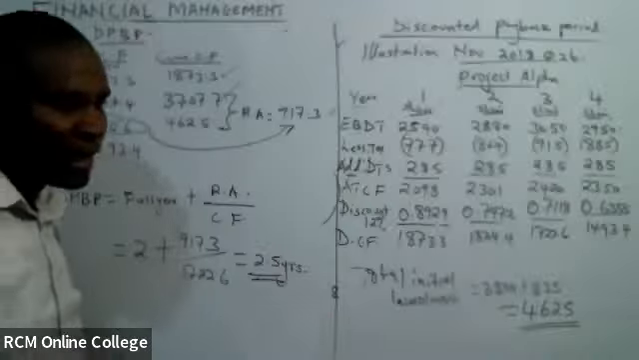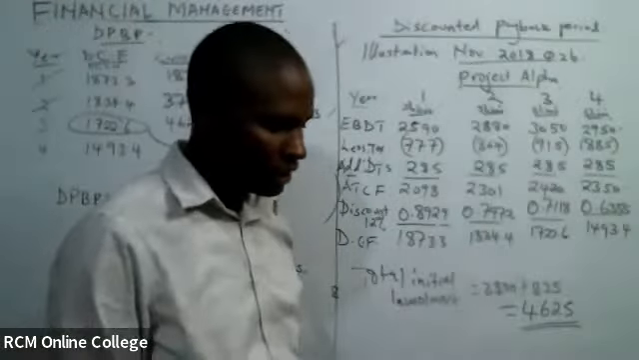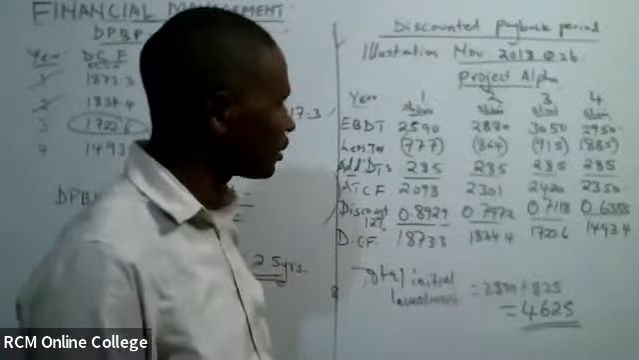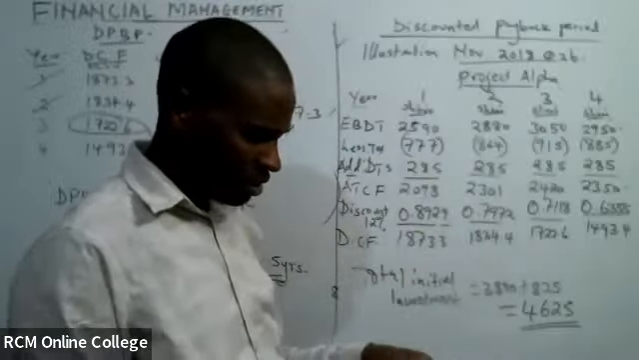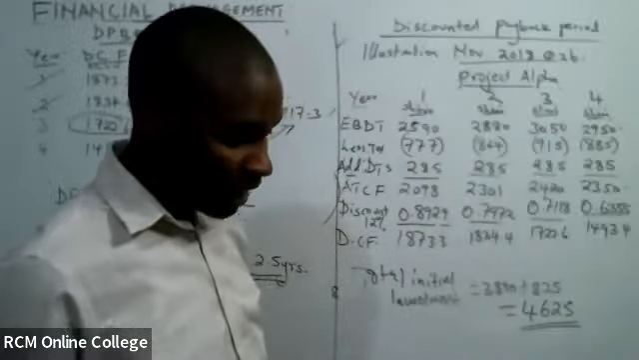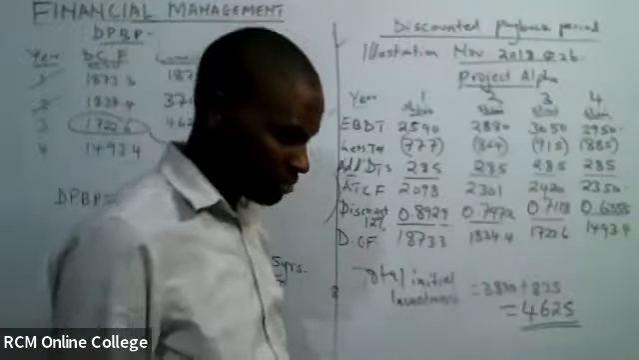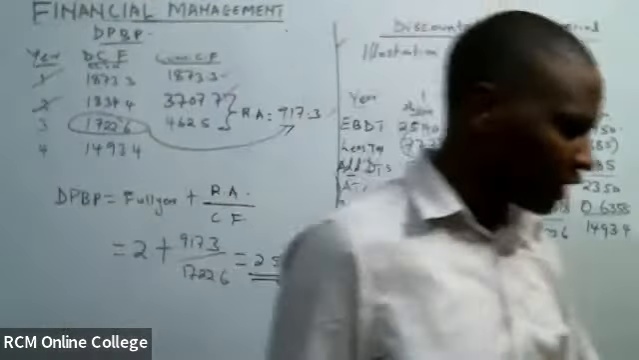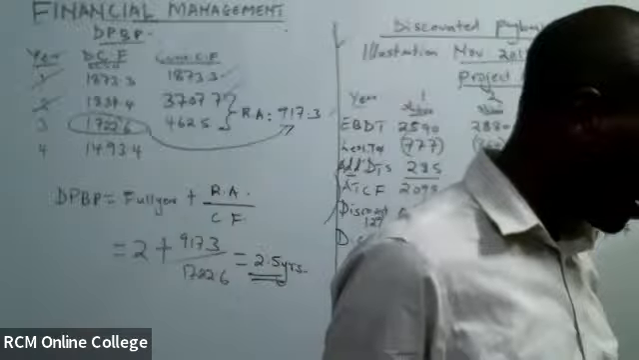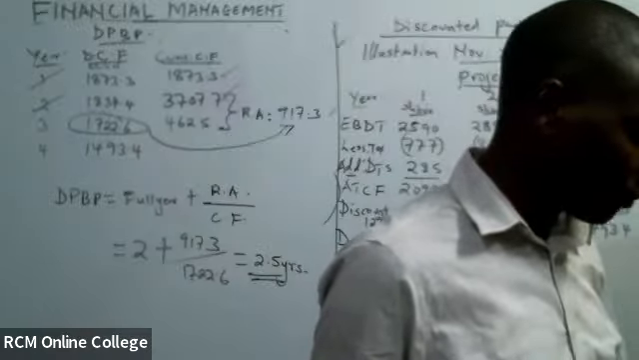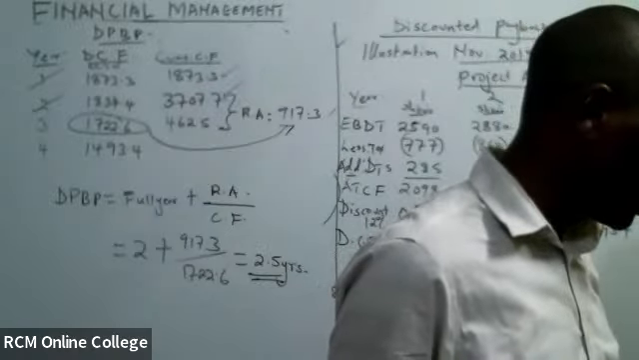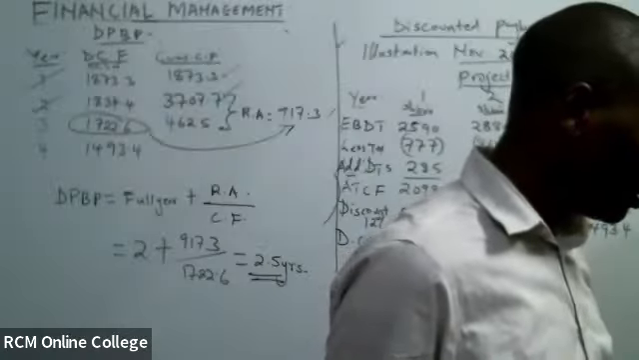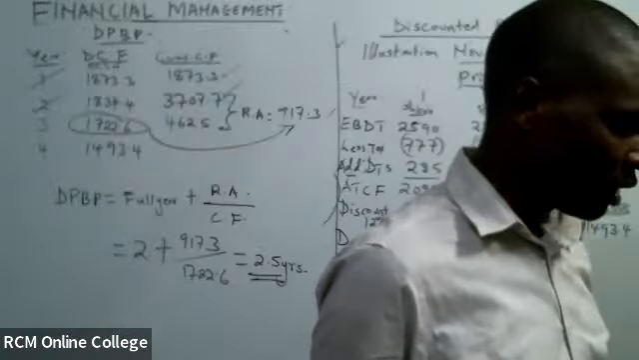Good. Can we learn with the other project? Let's run with the other project. Ni project inajita hii ilikuwa alpha, ingine ilikuwa namna gani? Beta. Let's learn with the beta very fast. Tumalize beta and then we move to the next thing, which is the modified internal rate of return. Our last appraisal technique. Modified internal rate of return.